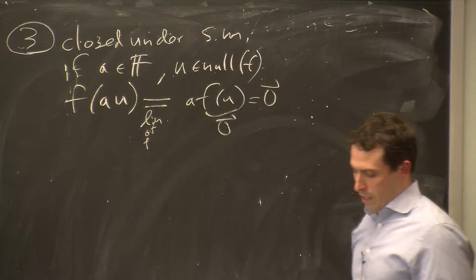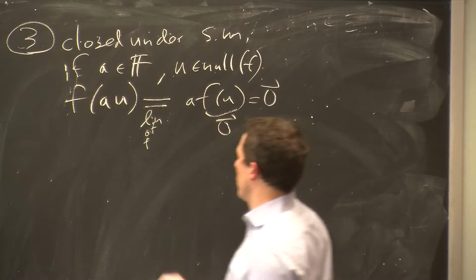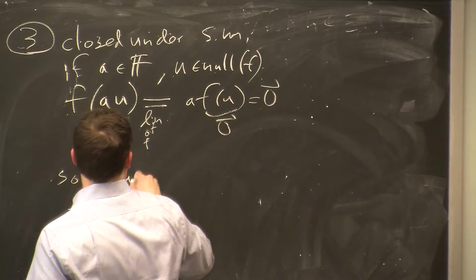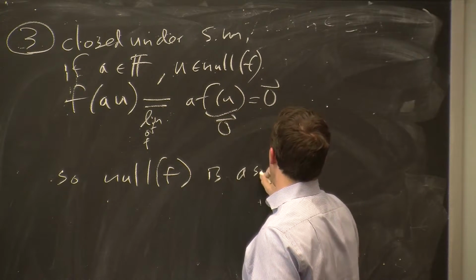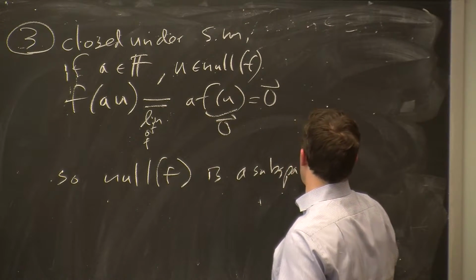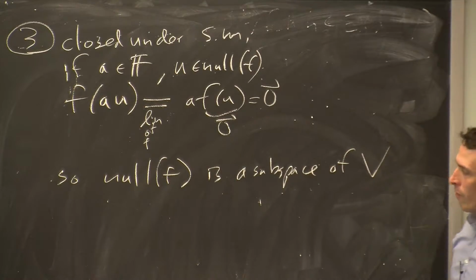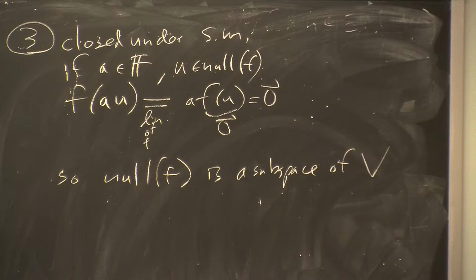Okay, so it's closed under addition and scalar multiplication. Great, so null f is not a foreign concept. It's a vector space. I want to avoid talking about things that aren't vector spaces, right?